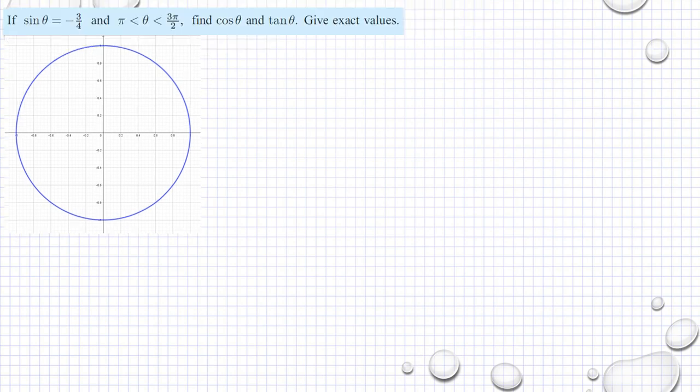In my next video, I will be discussing this type of problem. Find cosine and tangent when sine is given, and we have a limitation. That means theta is from 180 to 270 if you put that in degrees.